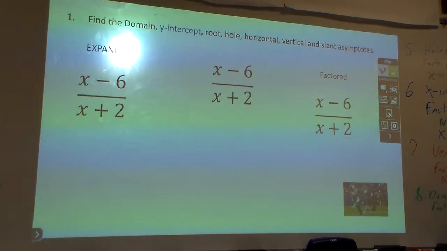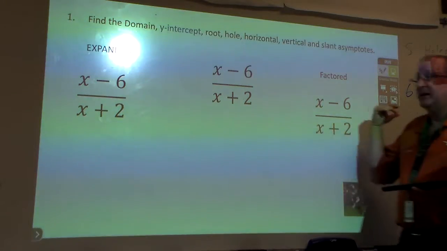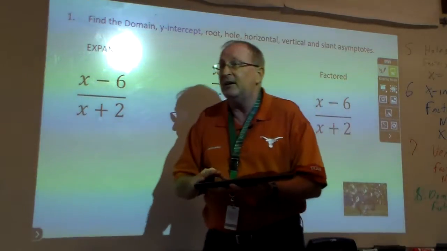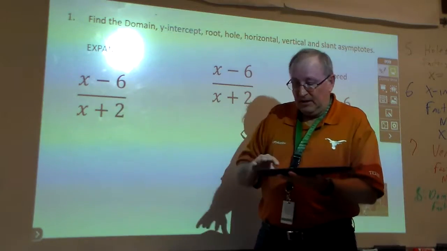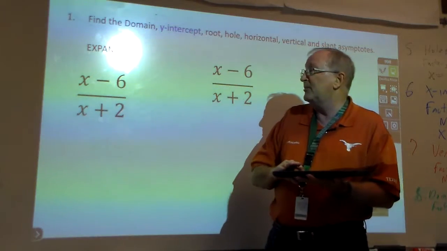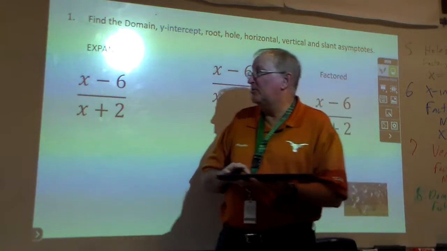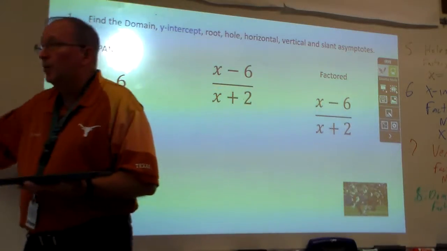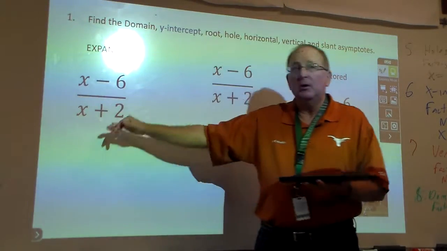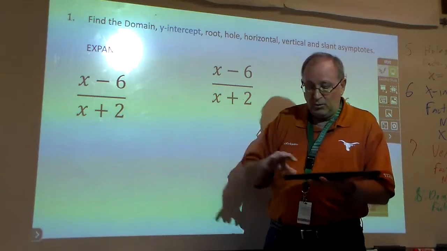So the y-intercept is going to be which one of these? Is it expanded or factored? Expanded, and it's the right side. It's the right side, and all these are going to be like y-intercept points. And it's going to be very simple. It's going to be your 0, and the value right here.